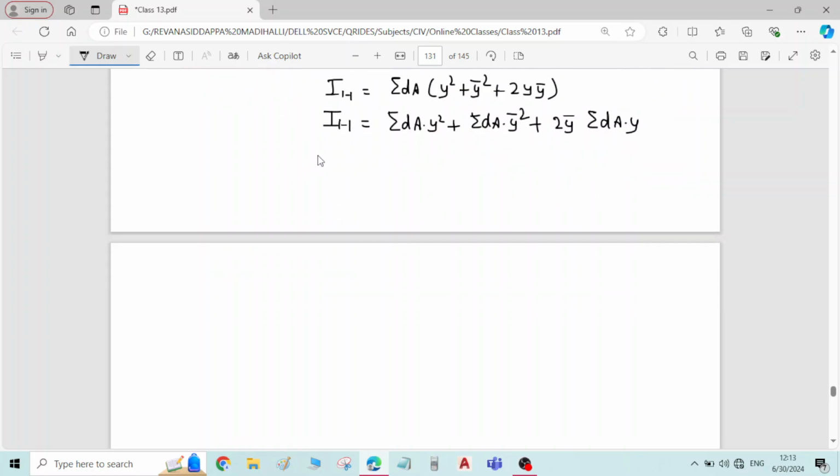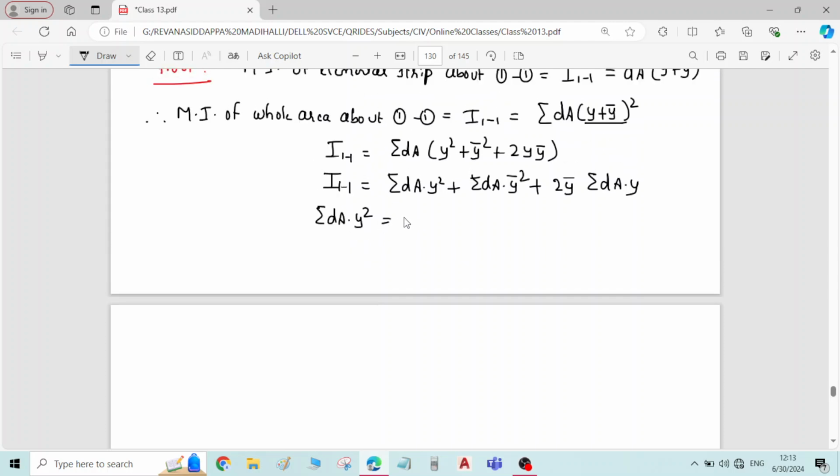Now sigma dA into y square is equal to what? Sigma dA into y square is nothing but Ixx. Correct? It is the moment of inertia about the x-axis. Area into y square will give Ixx, the moment of inertia about the x-axis.